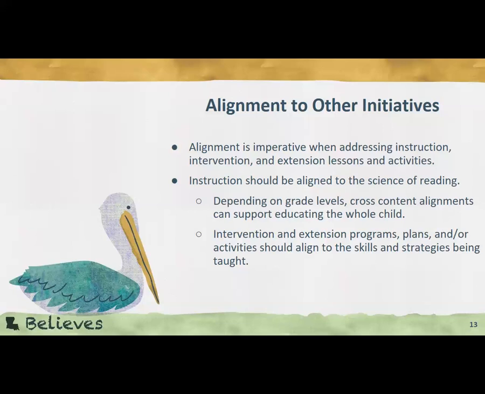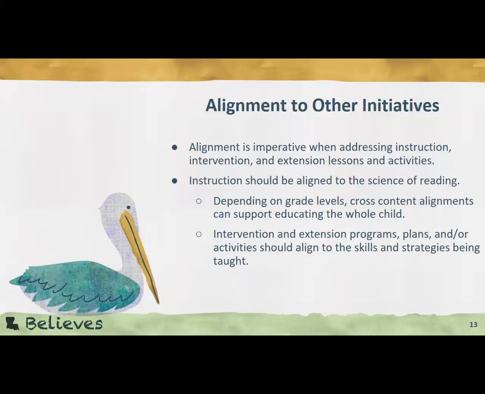So when you're planning intervention and extension programs and activities, make sure those also align to the skills and strategies being taught. So if a skill has not been taught yet, a child should not be screened or intervened on that skill because they are not showing a deficit. They may just be showing that they don't know what they haven't been taught yet. So keep that in mind when you're administering screeners and interventions.